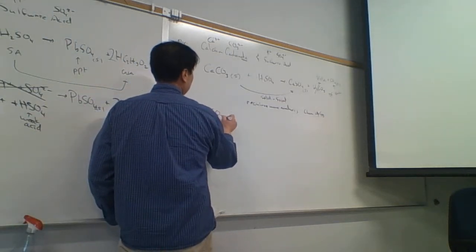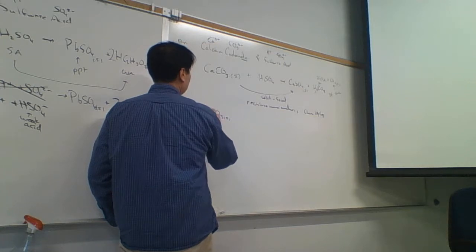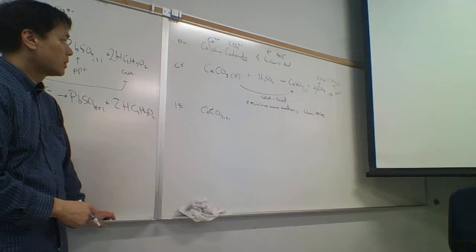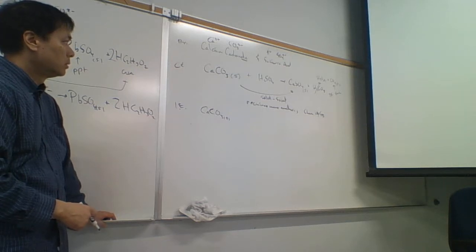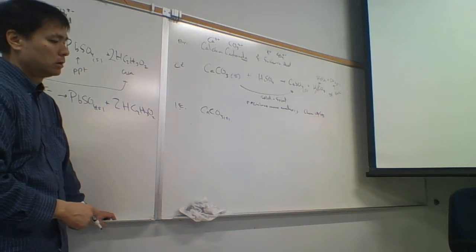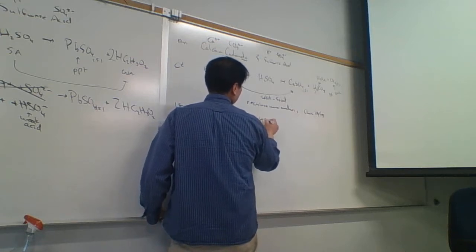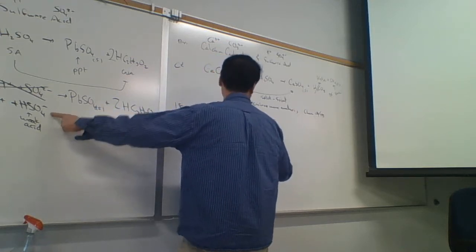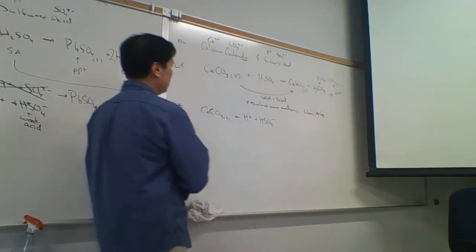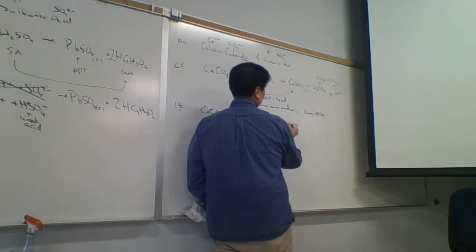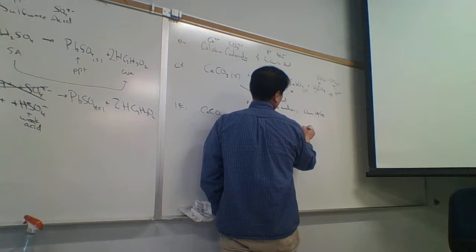Sulfuric acid, ionize it or leave it alone? Yeah, we ionize it: H plus and HSO4 minus. So doing it twice here. H plus and HSO4 minus. This is for the ionic equation. And then calcium sulfate, do we ionize that? No. That's correct.